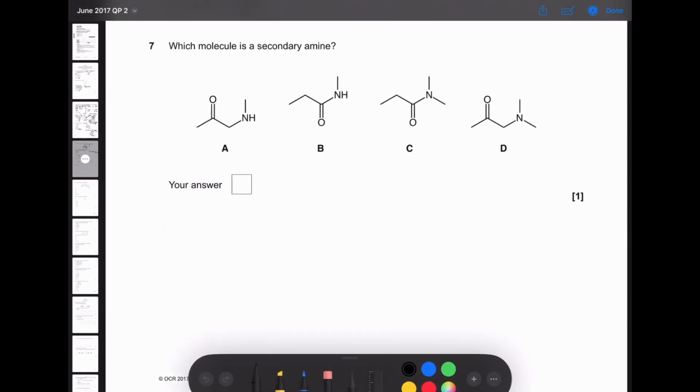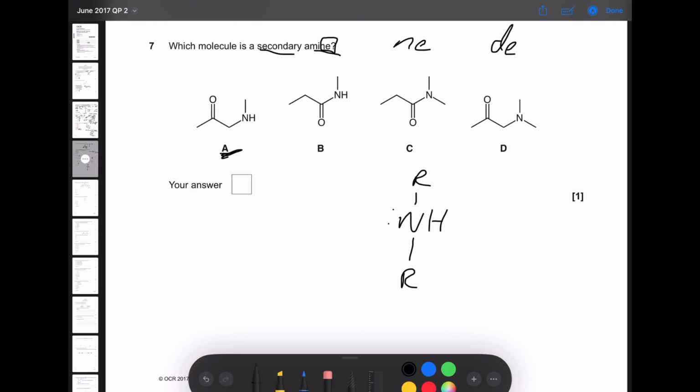Which molecule is a secondary amine? And note the amine and not amide. So, secondary amine means NHR. So looking for that. Well, in A, yep, that's got 2 R groups and 1 H, so A is looking like a likely contender.